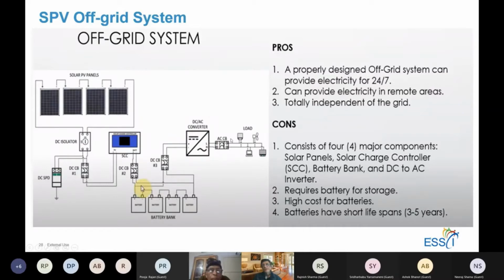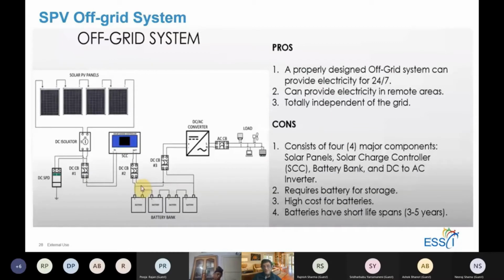Okay, and again there is an output of the inverter going into an AC circuit board or an AC distribution box, to which the different load circuits are connected. Okay, so that is a typical off-grid system design, and it consists of four different components. The two new components here are the solar charge controller and the battery bank.